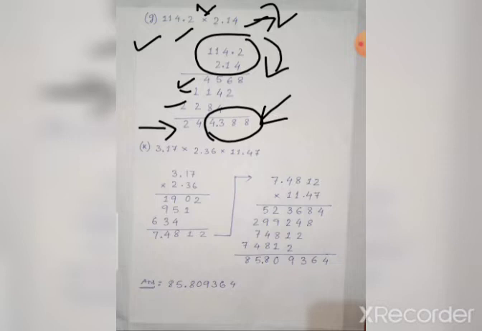I am repeating again and again. So if you have any confusion, then please contact me. Okay, then question number K. There are three numbers that we have to multiply. So for these three numbers, we have to first multiply two numbers.